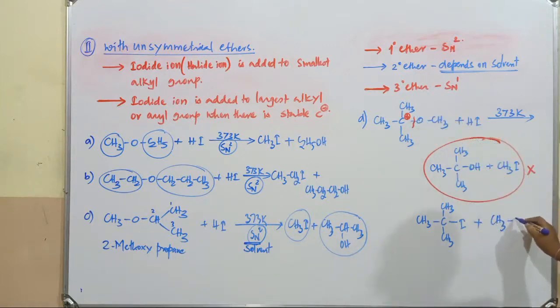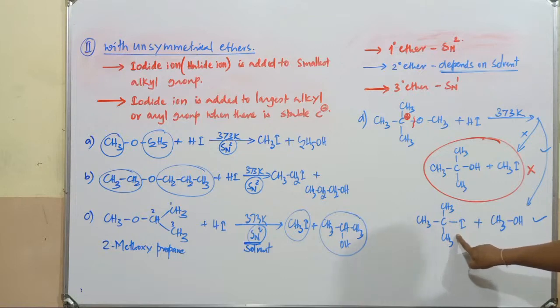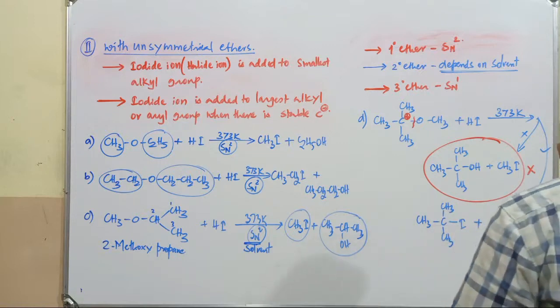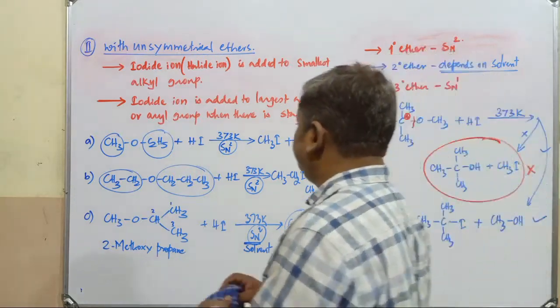Now the compound is CH3 and OH. So this is the correct set of products in this reaction. It is not going to be this particular reaction, this is going to be the correct one. Formation of this tertiary butyl iodide plus the respective methanol compound takes place in this reaction.